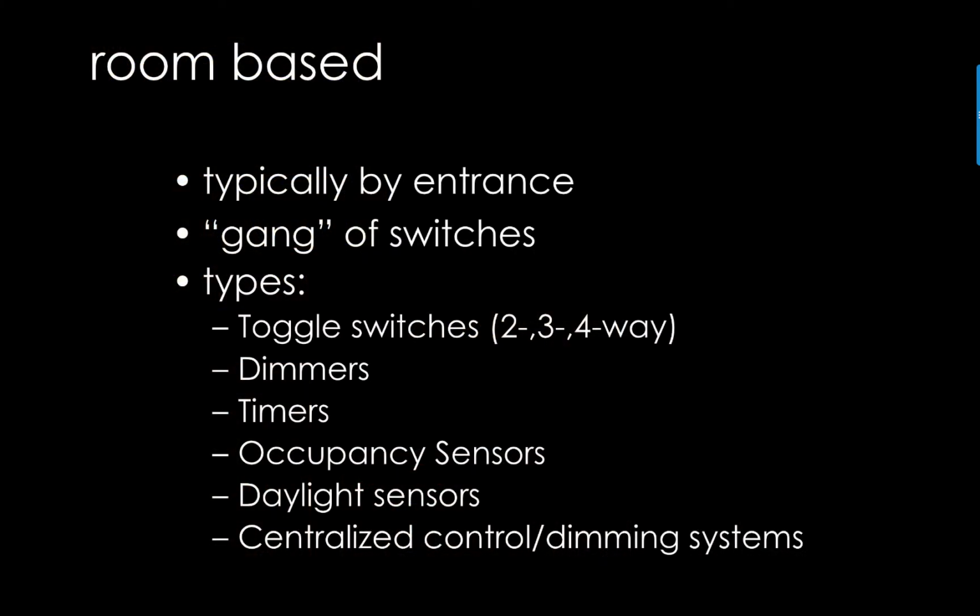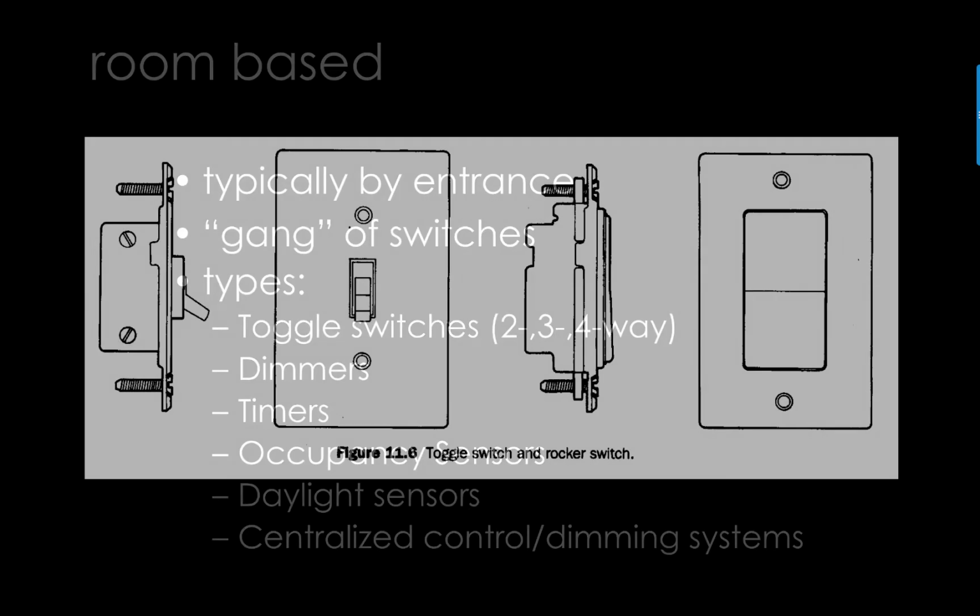So room-based controls, you probably have seen these as well. These are switches. Toggle switches are the on-off switch, but usually when you have more than one, it's called a gang of switches. Often when you walk into our classrooms, you'll see 3, 4, sometimes even 5 switches all together. These room-based switches can have different flavors, things like timers, occupancy sensors, daylight sensors, some of the things we've talked about. And you can have centralized control and dimming systems that are activated by timers and sensors in the room.